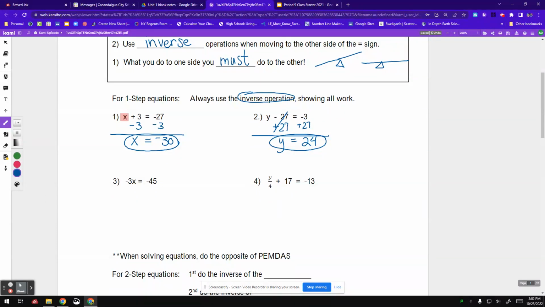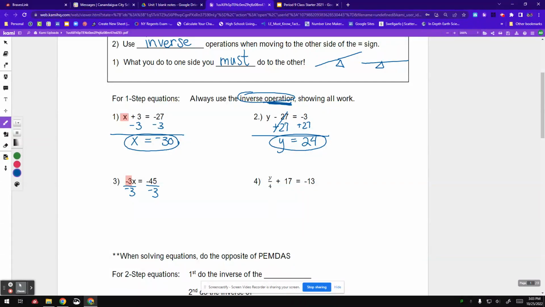All right. Number 3, x is not alone, this time because it's being multiplied by negative 3. Notice that negative 3 is what we call the coefficient. The opposite operation of multiply is divide. I'm not telling you to do the opposite of the negative 3. I'm asking you to do the opposite operation. So the opposite of multiplying is dividing. You always have to divide by the exact coefficient. So notice I'm dividing by negative 3, not positive 3.